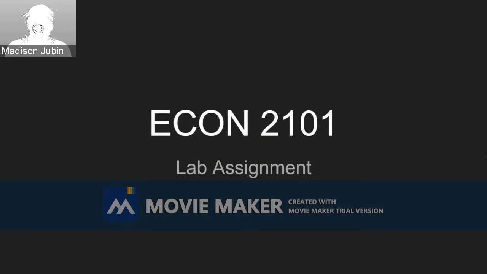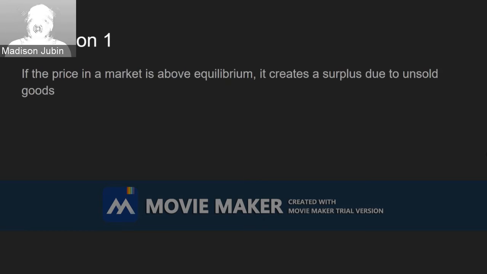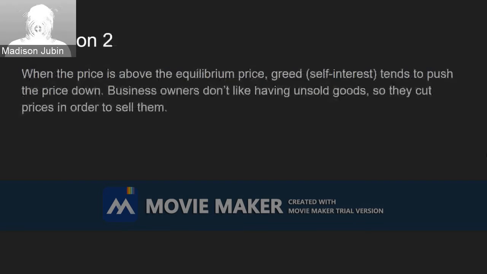Question 1, if the price in a market is above the equilibrium price, then it creates a surplus due to the unsold goods. Question 2, when the price is above the equilibrium price, greed tends to push the price down. Business owners don't necessarily like having unsold goods, so they cut prices in order to sell them.